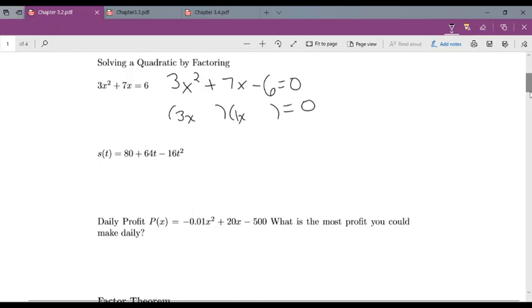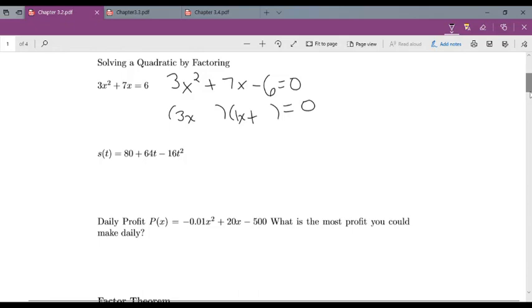Now we've got a negative 6 here, so we've got to have two numbers that multiply to give us negative 6. That means one of them is going to be positive and one of them is going to be negative. And the middle number here is positive, which means that the positive sign needs to go with the bigger number. Over here, if I look at my factors of 6, I could have 6 and 1, I could have 3 and 2.